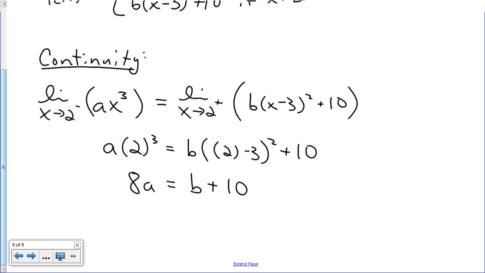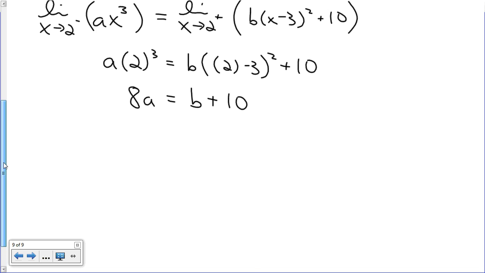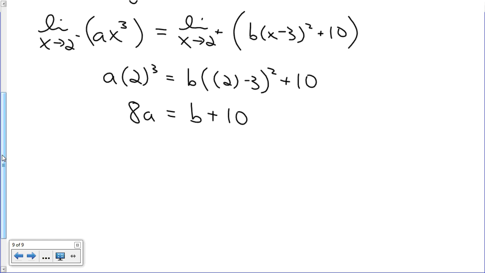And so you can see that we've got 2 unknowns in here. So I don't really know exactly what a and b have to be, but I do know the relationship between them here. In order to make this thing continuous, as long as I pick values of a and b that satisfy this equation, I've got a continuous function.